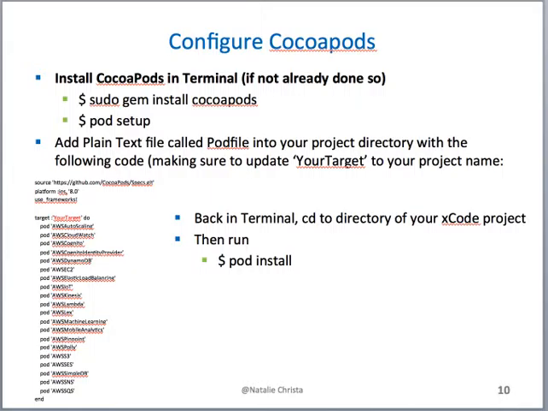So depending on if you've used CocoaPods before or not, you may have to at this point install CocoaPods using terminal. And that can be done simply by using the code right here, sudo gem install cocoapods. And then after this runs, you'll simply, once again in terminal, run the pod setup code. And that will allow us to be ready to create a plain text file within our project directory that will have the following code right here.